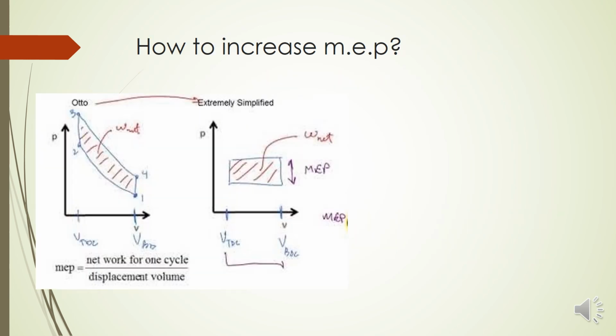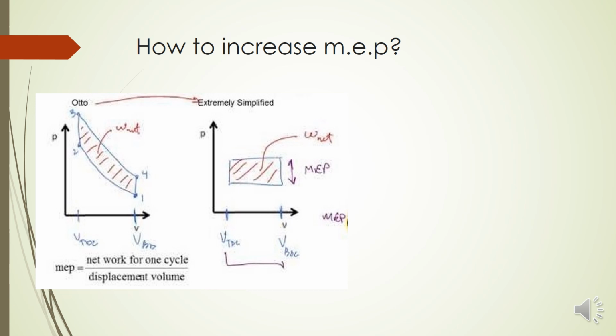Now just recollect what the mean effective pressure is. The first figure is an Otto cycle. Mean effective pressure is the hypothetical constant average pressure that will give the same power or same work done in one cycle. So we are replacing the Otto cycle or whatever cycle by an imaginary rectangular cycle, and the height of this rectangle will be the mean effective pressure.